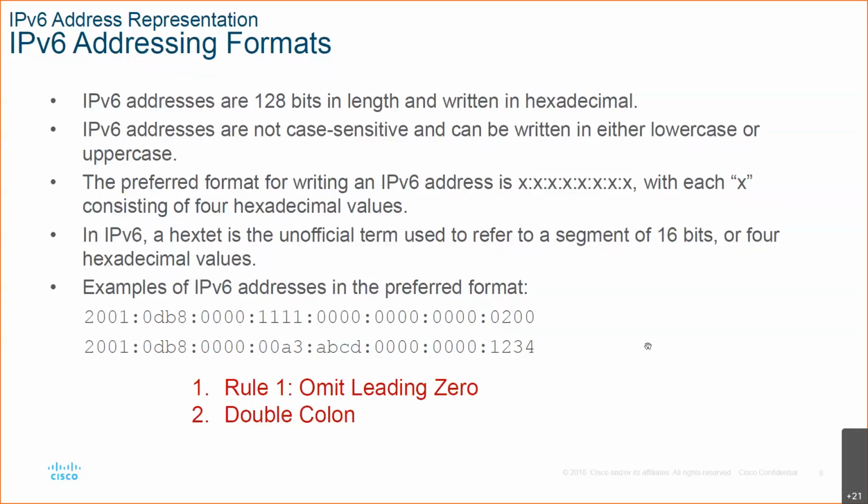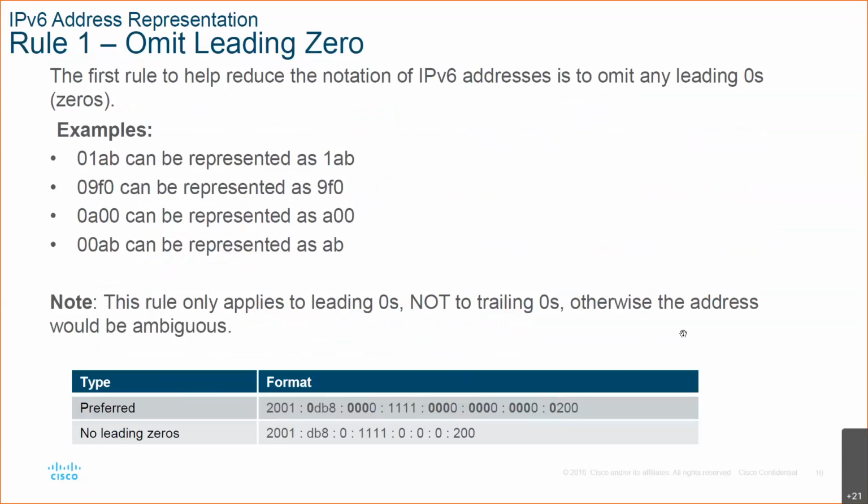When you write your IP version 6 address, there are certain rules you can follow. Rule number 1, omit all the leading zeros. Get rid of all the leading zeros, the 3 zeros here, 3 zeros here, 3 zeros here. Or if you have got a series of zeros, replace them with a double colon. Let's have a look at this and understand it. Rule number 1, omit leading zeros.